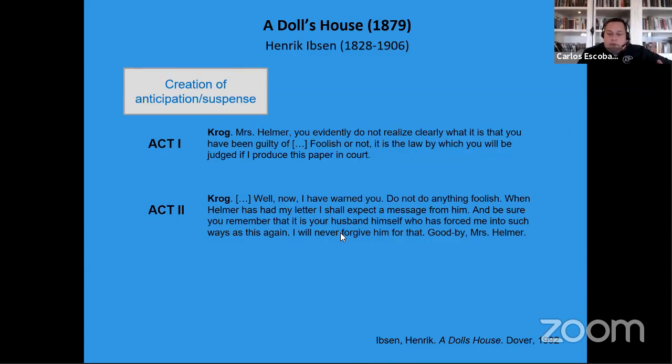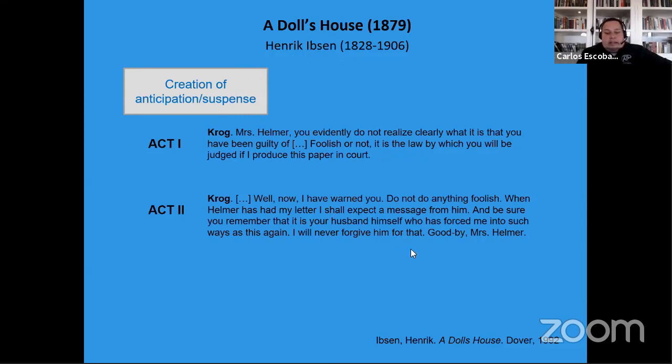Goodbye, Mrs. Helmer. So Krogstad believes that he's about to lose his job, that Torvald will fire him. So now he has to execute the plan. The threat came in Act 1 and Act 2, specifically right at the end of Act 2, he will deliver the letter revealing what he has done.